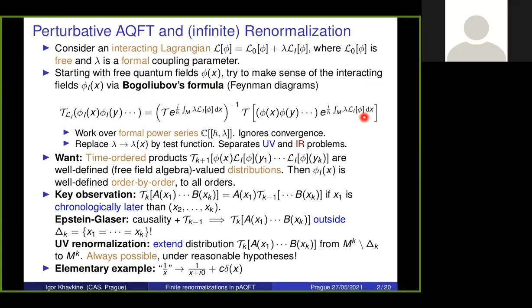So I don't understand the nomenclature. Sorry for that. Oh, no problem.